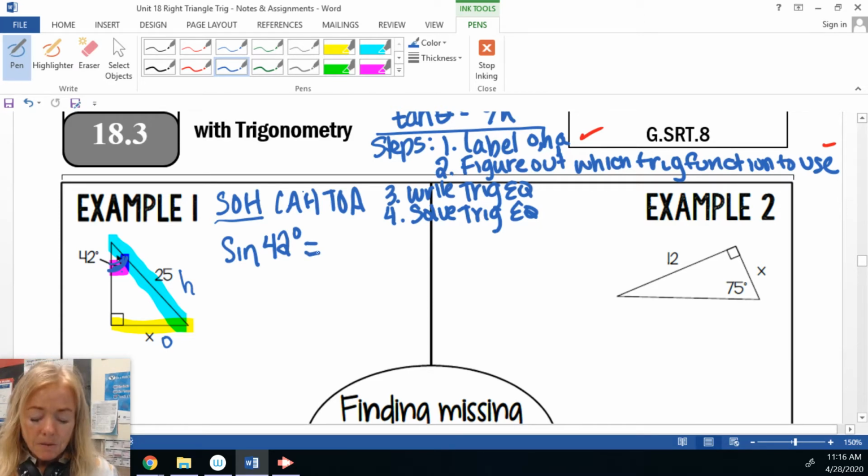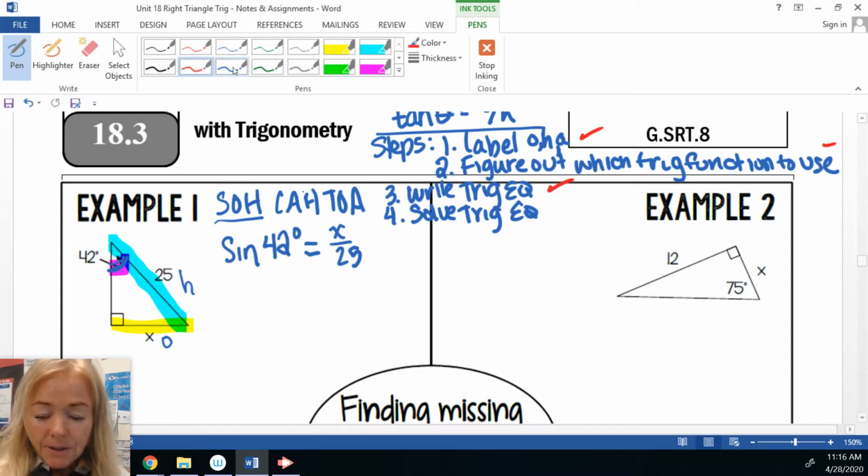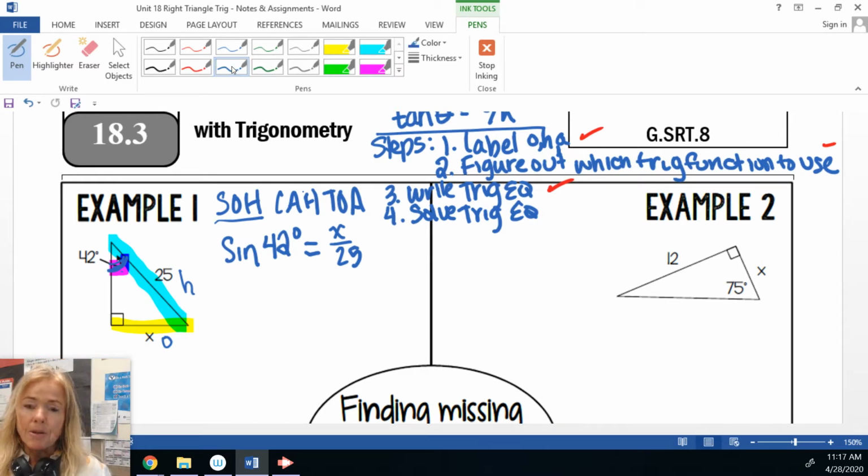and then it's opposite over hypotenuse. The ratio of those two sides, x is opposite, 25 is hypotenuse. And that is our equation. So we have written out our trig equation. Our last step is to solve that trig equation. So we want to solve for x.